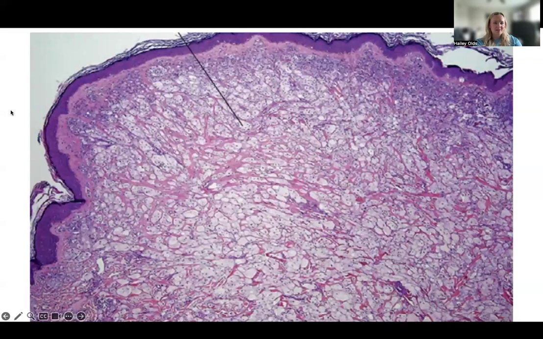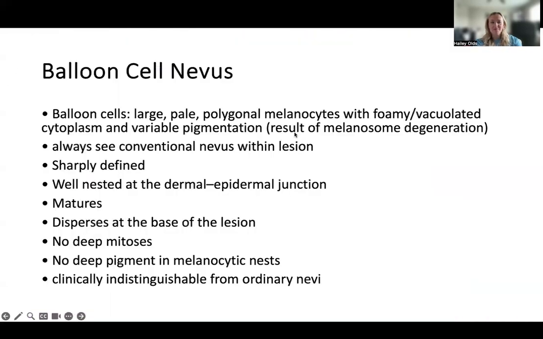Okay, so in this case, we have a lot of these large melanocytes that are a little bit more foamy or vacuolated, but then we also have some more typical nevus cells. And they all look pretty uniform. So this is a balloon cell nevus. So clinically, they look the same as any other nevus, but they have these large pale polygonal melanocytes with variable pigmentation. But they still mature with depth, and you still don't see any mitoses deep, and it's still well defined.